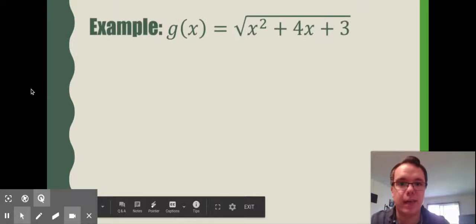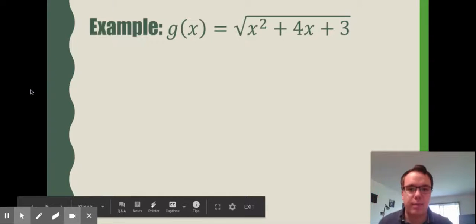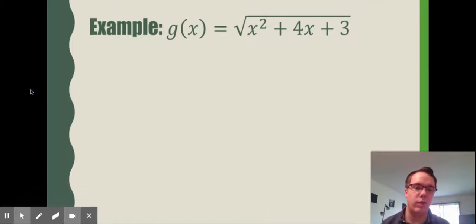All right, I have one more example for you. This example is g(x) equals the square root of x squared plus 4x plus 3. This example actually is using the chain rule because we are taking x squared plus 4x plus 3 to a power.